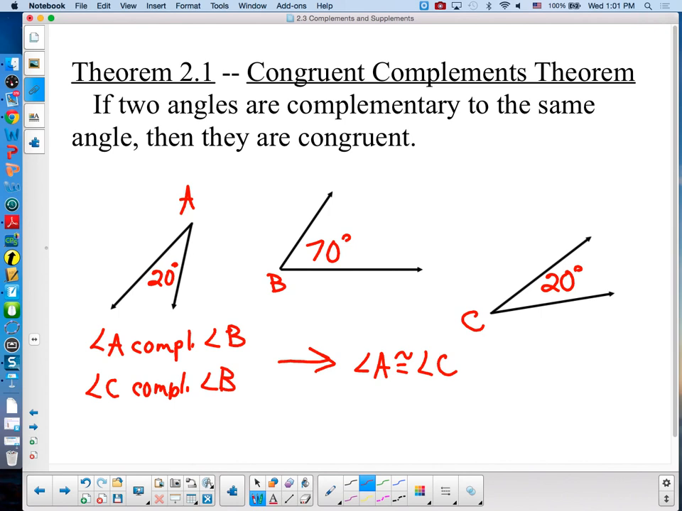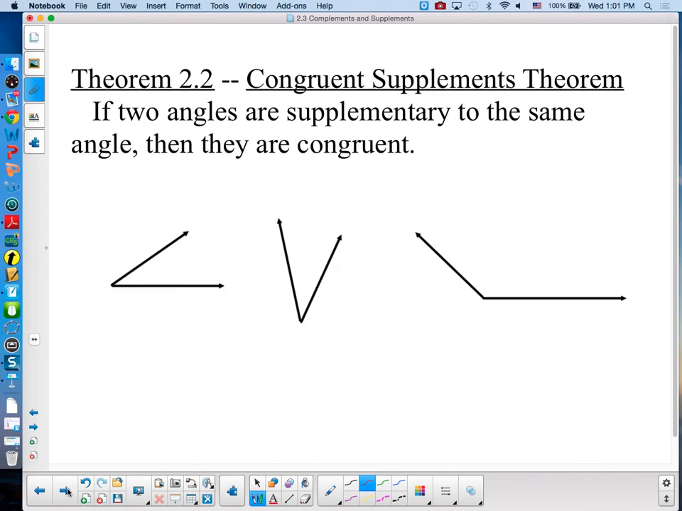If we know the theorem, when you are just given this information and they told us angle A was 20, we could automatically say, oh, we know that angle C is going to end up 20. You can kind of skip the steps in between if you really understand what the theorem's doing. If not, you can go through it. There's a theorem just like it, but with supplements. So this is the congruent supplements theorem.